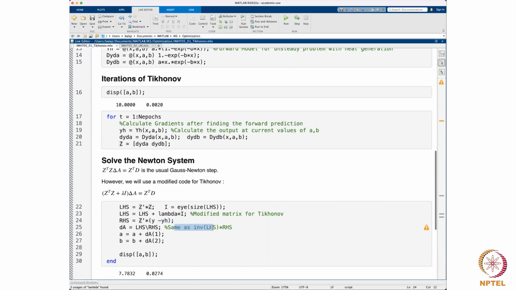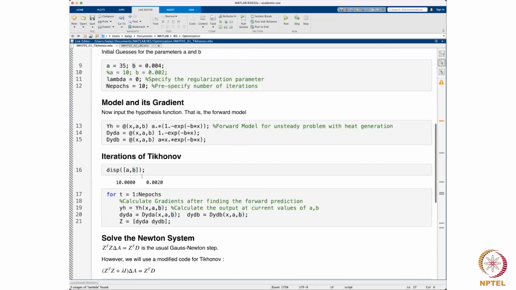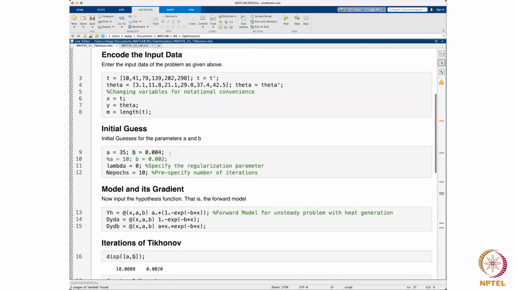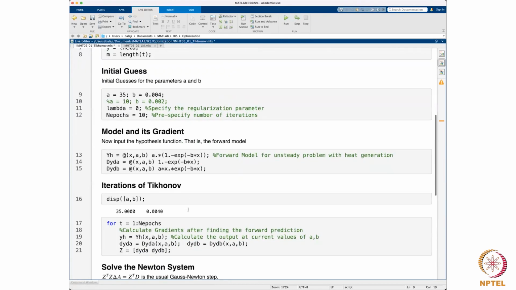Okay, you are basically doing inverse of LHS multiplied by RHS using Gauss elimination. This is the MATLAB notation for that. And then you update your A, update your B. Really nothing much has changed from Gauss-Newton. As you can see, it's a trivial sort of small improvement over Gauss-Newton, but it helps stabilize things, which is why it is very popular. Well, not really just Tikhonov, as I will show you, Levenberg-Marquardt is a little bit more popular. So we can go ahead with the same parameters as before and see if we obtain the same results if we set lambda equal to 0.